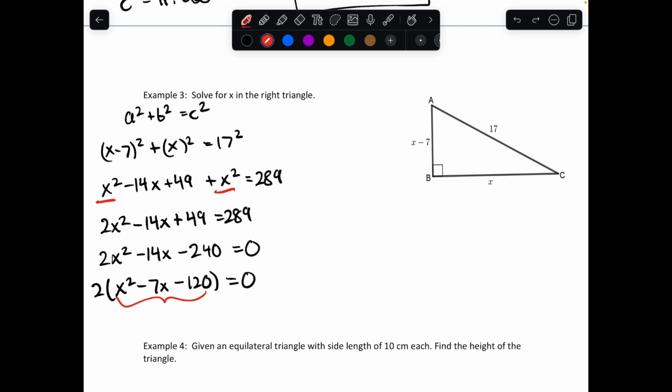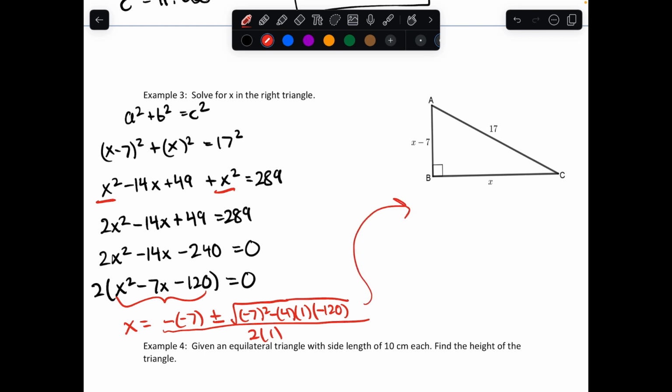So the quadratic formula says that x is going to be equal to negative negative 7 plus or minus the square root of negative 7 squared minus 4 times 1 times negative 120, and then all of this is going to be divided by 2 times 1. Taking all this, we're going to have that x is equal to 7 plus or minus the square root of 529, all divided by 2. And hence, x is going to be equal to 7 plus or minus 23, divided by 2.